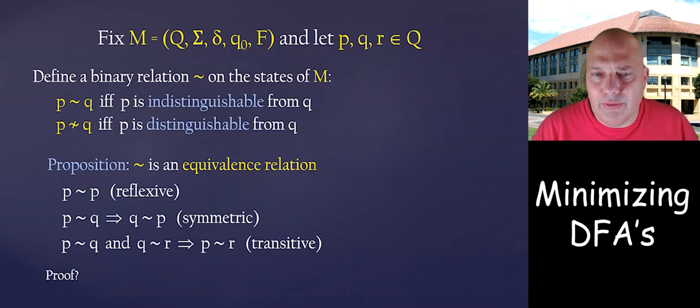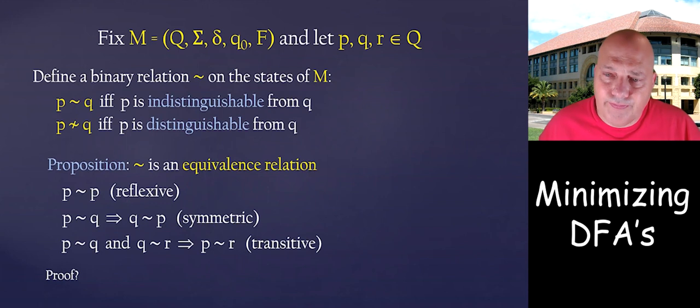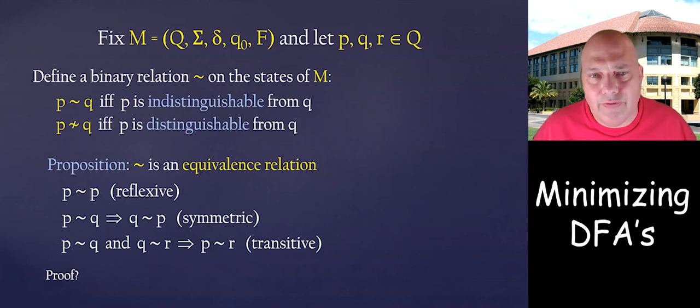Because W from R and from P reaches two states, one of them is accept and one of them is reject. And no matter what happens from Q, it will let us distinguish one of these two pairs. So that's this notion of equivalence relation.